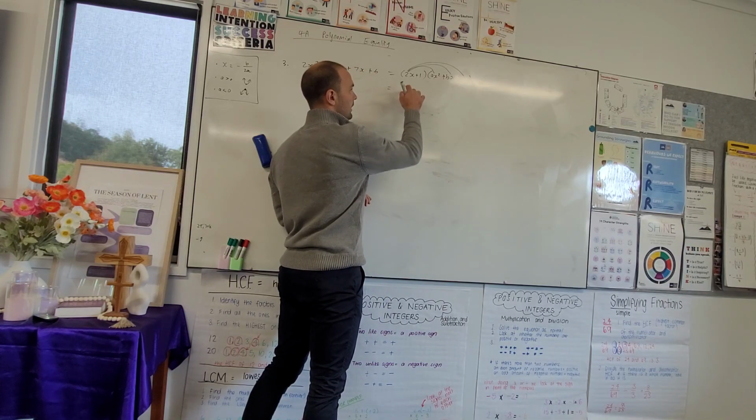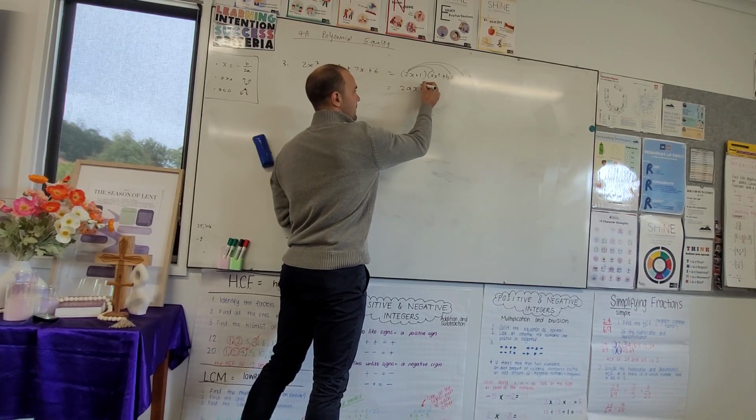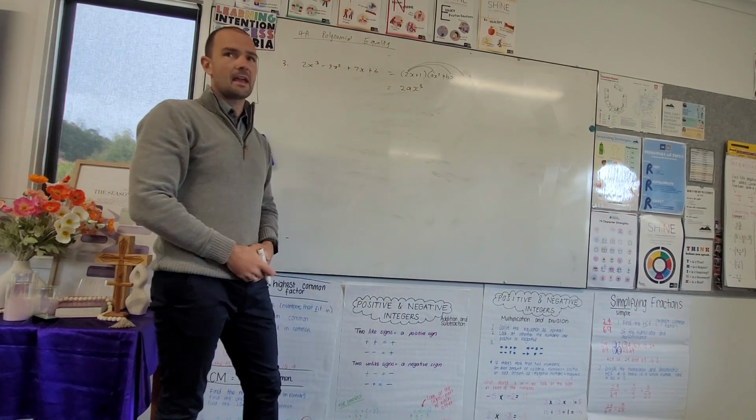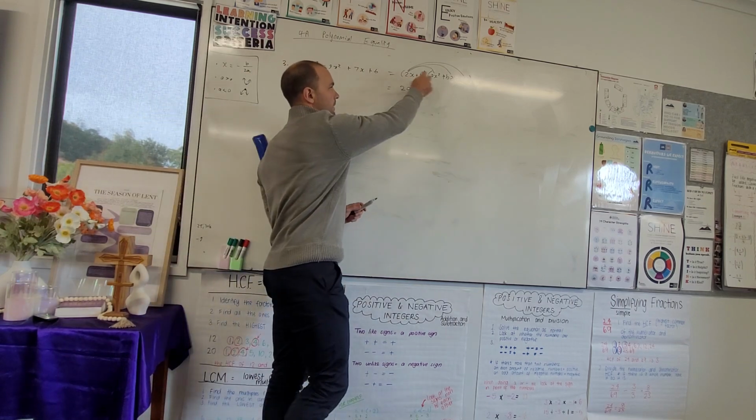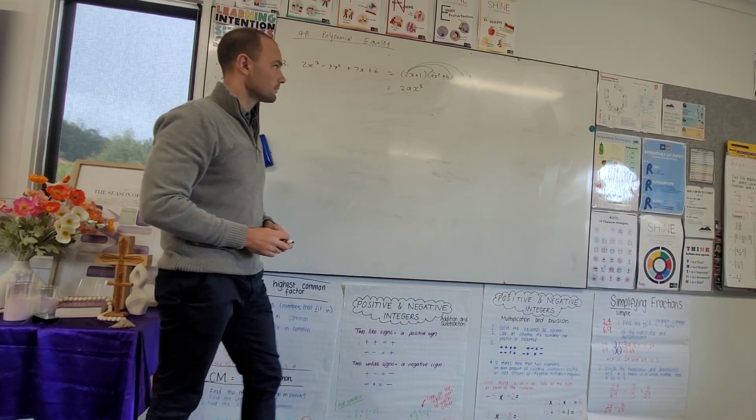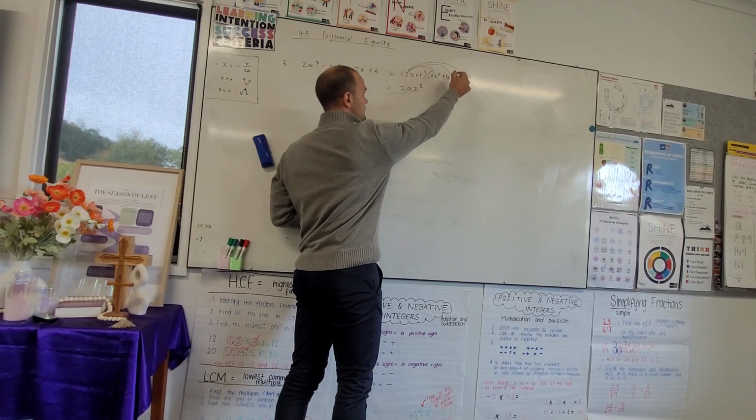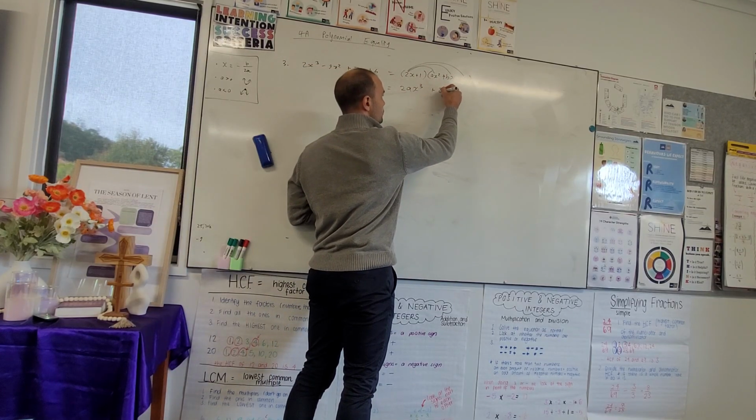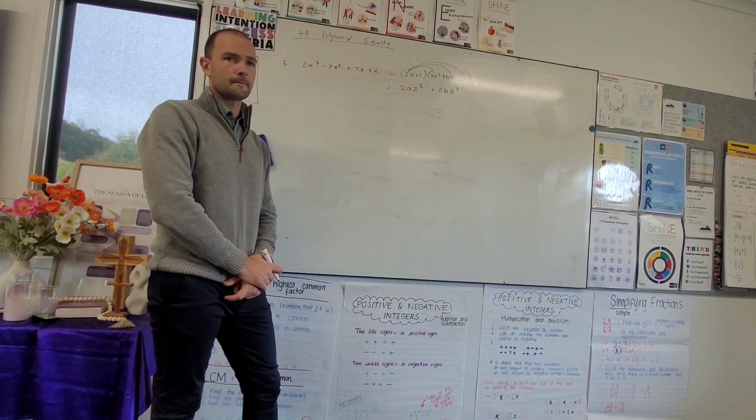So firstly, we're going to get 2x times ax squared. That's going to be 2a x to the power of 3. When we have x times x squared, that gives us x to the power of 3, and 2 times a is 2a. So that's multiplied the first term. Then I'm going to multiply the second term. That's going to be 2b x squared, because we have x times x.